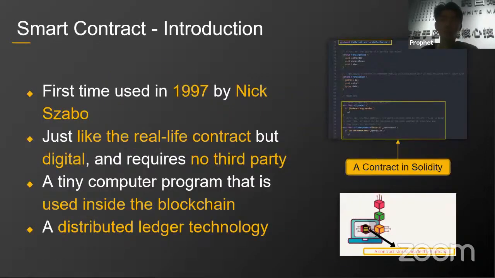Okay, so let's start with smart contract at first. In 1997, Nick Szabo proposed the concept of smart contract. The smart contract is just like a real-life contract, but digital. Because it's based on the blockchain, it has no need for a third party. And as some teachers told you a few weeks ago, the smart contract is based on the blockchain, popularly BSC or Ethereum. So the smart contract has the same features as the blockchain: it can't be tampered with, and its storage is decentralized.